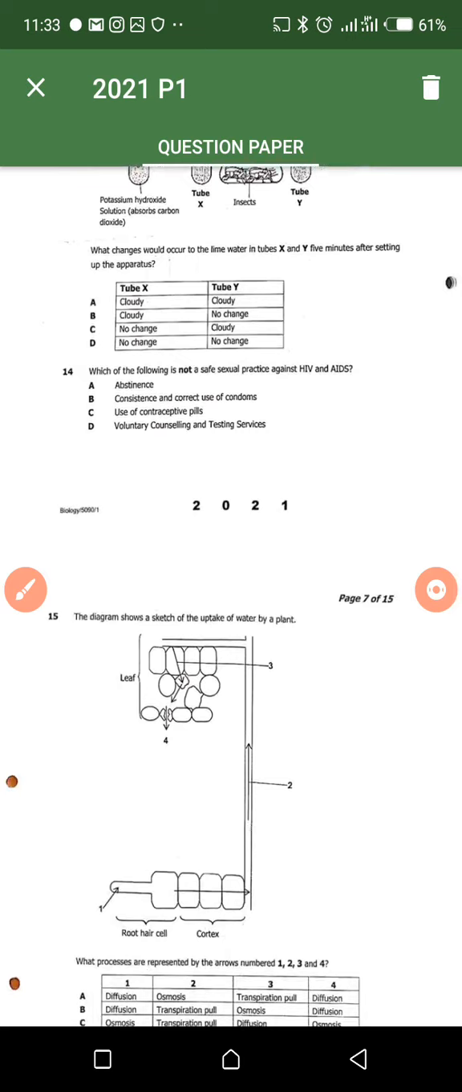Let's go to 14. Which of the following is not a safe sexual practice against HIV?